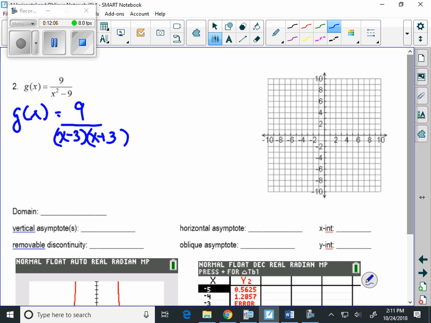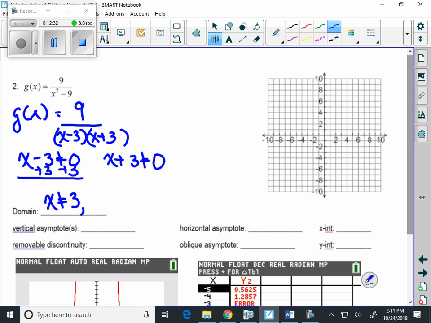And what we get from that is we can get our domain. Our domain is determined by taking x minus 3 does not equal 0, and x plus 3 does not equal 0. And if you need to, then you add 3 to both sides, and we get that x doesn't equal 3.